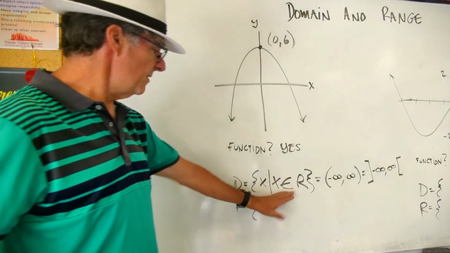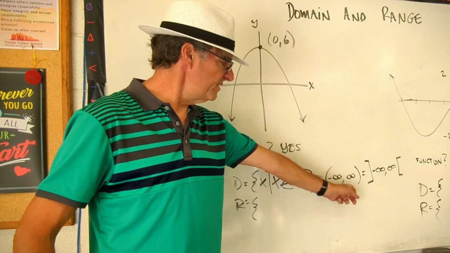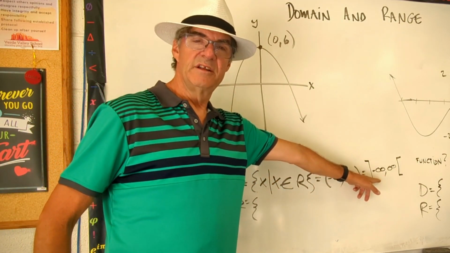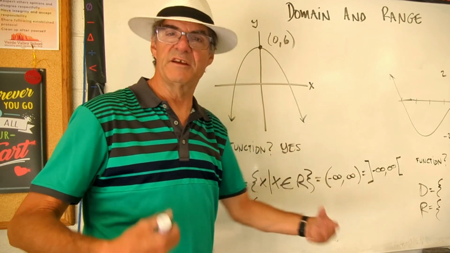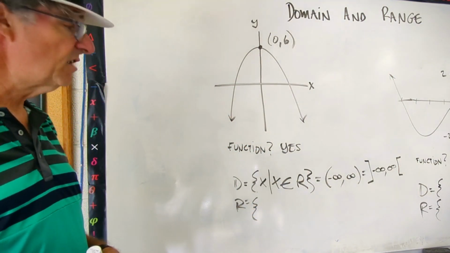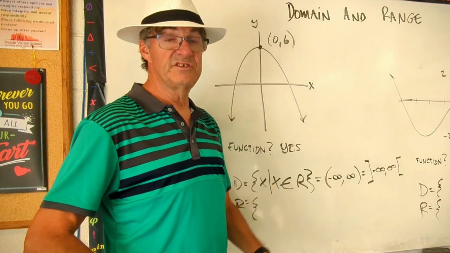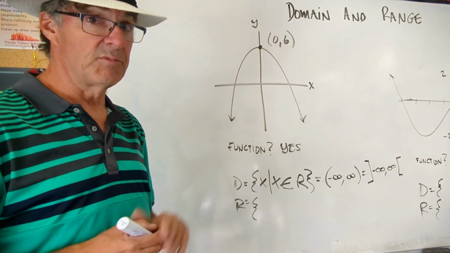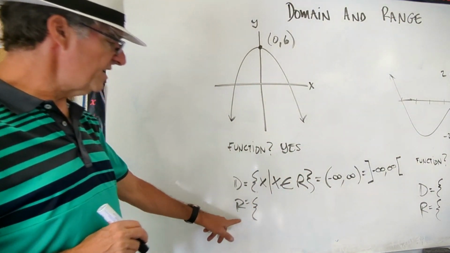Okay, so set builder notation, parentheses, or square brackets. Now the book says square brackets are best, and I think that's good. We can adopt that standard in class. But if you use either of these notations, as long as you do it right, you're going to get your points. Okay, now the range.